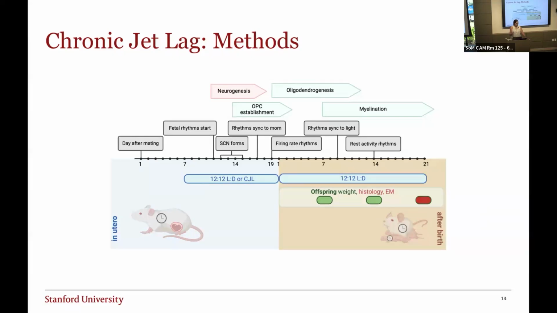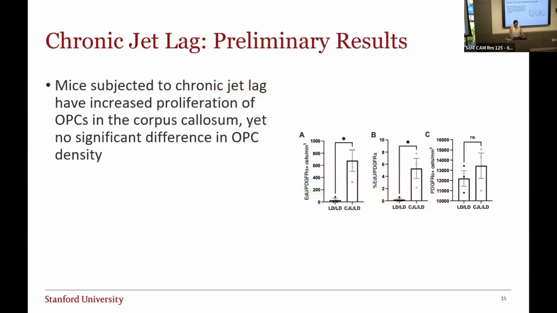Then at birth, we revert the animals back to the control cycle and then monitor weight. And at 21 days of life, after developmental myelination is mostly complete, we harvest the animals and then look at histology as well as electron microscopy to get a better sense of what we're looking at. So I want to emphasize, similar to Gabby, that these are very preliminary results, and there are ongoing experiments to both replicate this and to expand on this work.